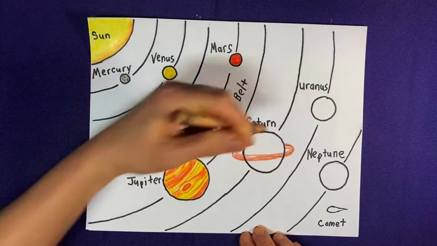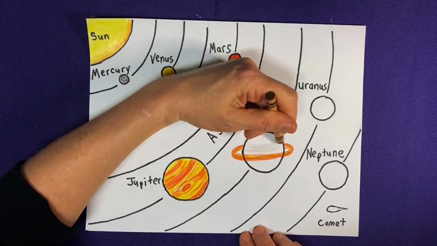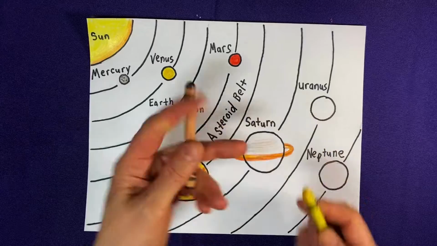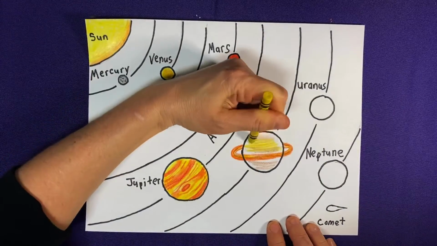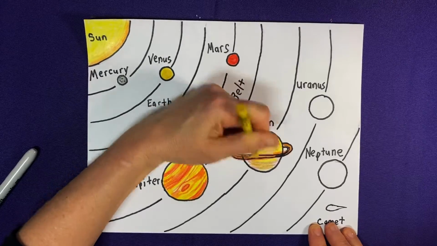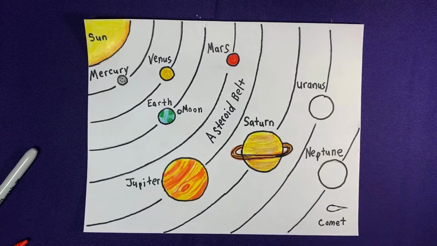Saturn is yellow and brown, so I'm going to mix those 2 colors together. Brown first, a little yellow on top. Ta-da! There we have Saturn, another gas planet, almost as big as Jupiter.